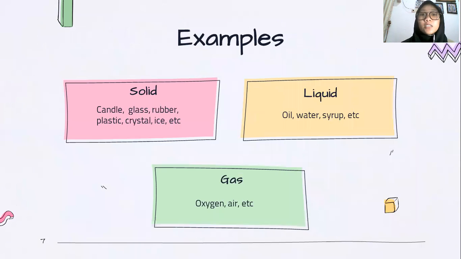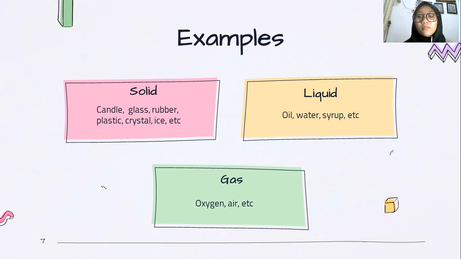Okay. Next topic is examples. Examples of solids: candle, glass, rubber, plastic, crystal, ice, and so on. Okay, next is liquid. Examples: oil, water, syrup, and so on. Okay, and last, examples of gas: oxygen, air, and so on.